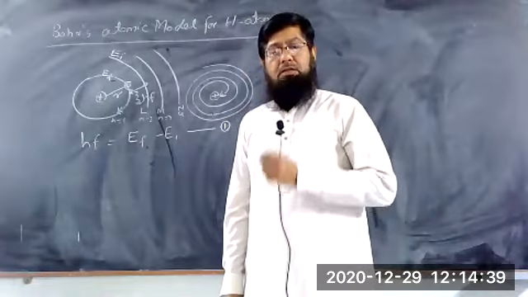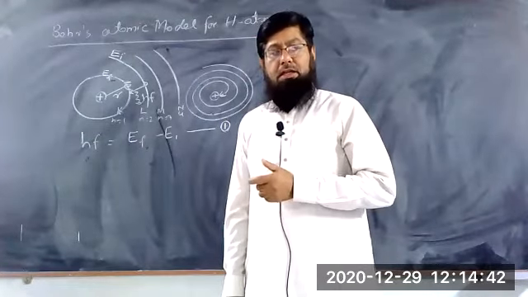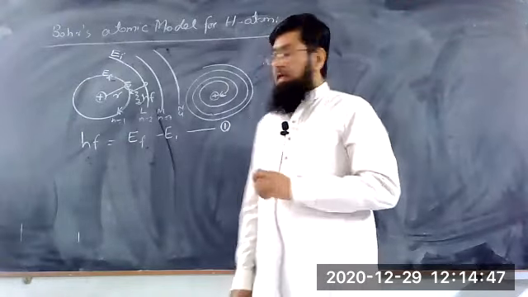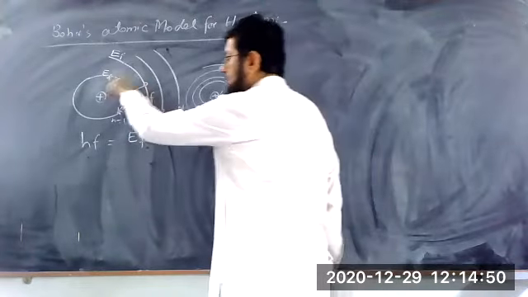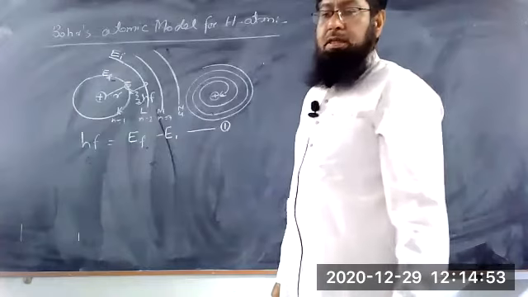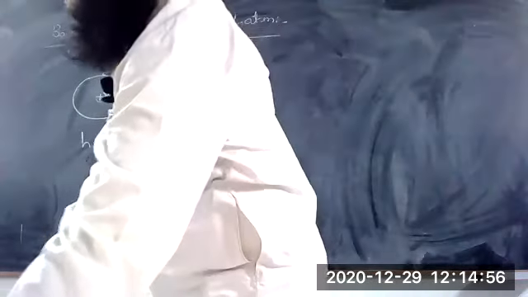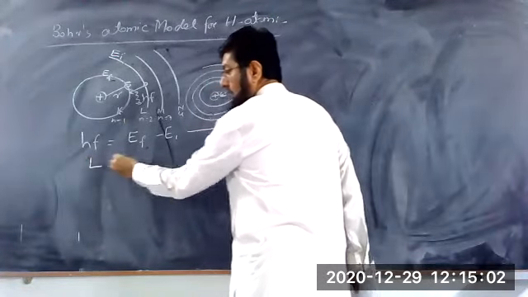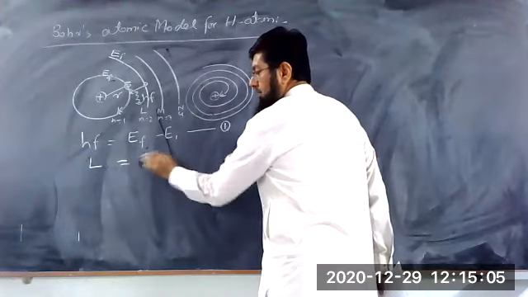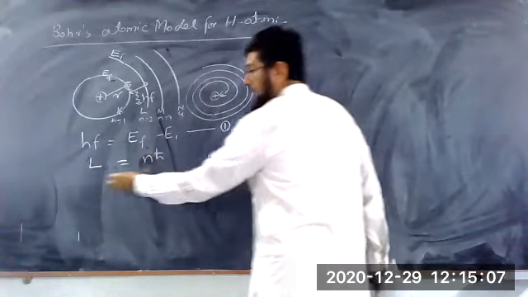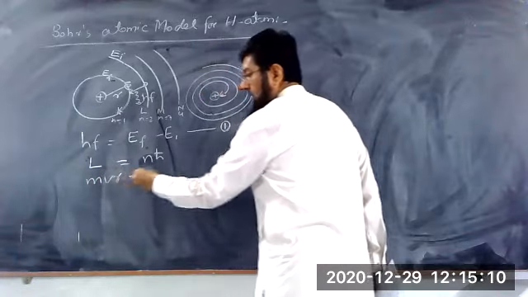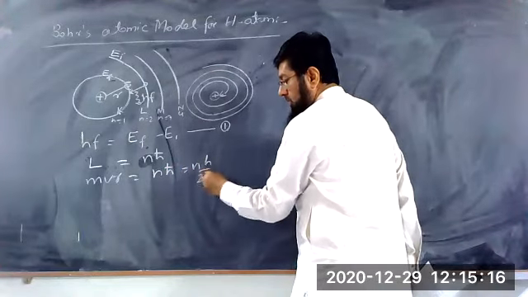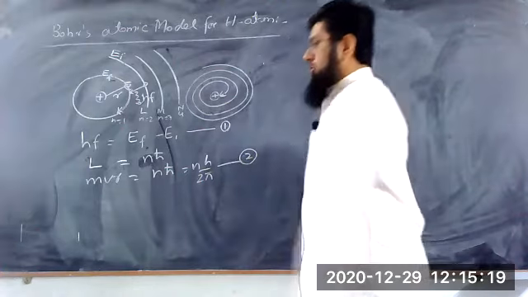As long as the electron revolves, it does not radiate energy. It will only radiate energy when it de-excites from a higher level to a lower level. The second postulate is that angular momentum is quantized. It means the electron will remain in a quantum state. So angular momentum L is equal to n h-bar, or mvr, which is the angular momentum, is equal to n h-bar, where h-bar is equal to h upon 2 pi. We may call this equation number 2.